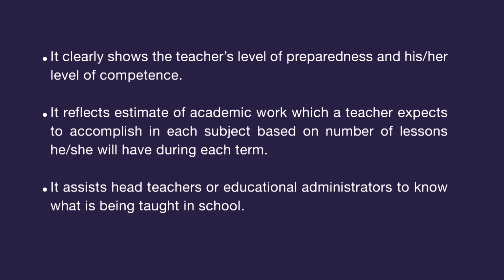There shall be two columns in the teaching manual, a process page and a response page. Activities administered by the teacher need to be assessed in the response page so as to change strategies in the learning environment. It clearly shows the teacher's level of preparedness and his or her level of competence. It reflects an estimate of academic work which a teacher expects to accomplish in each subject based on the number of lessons he or she will have during each term.